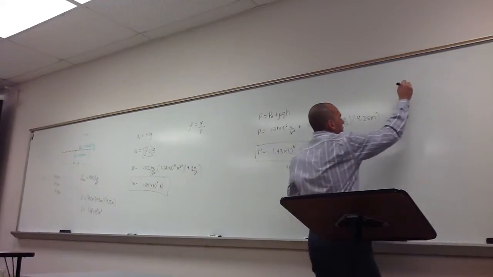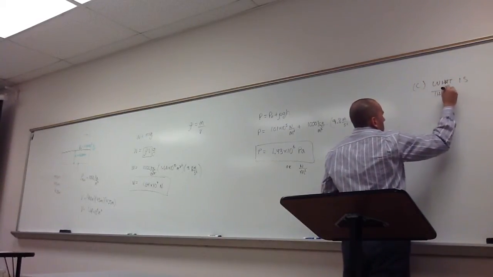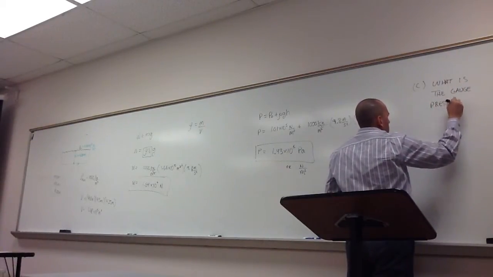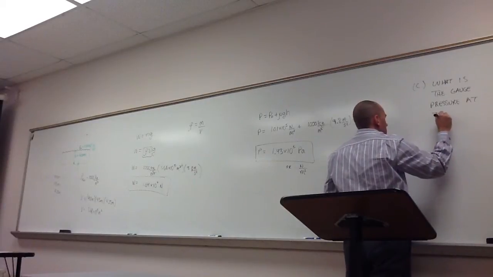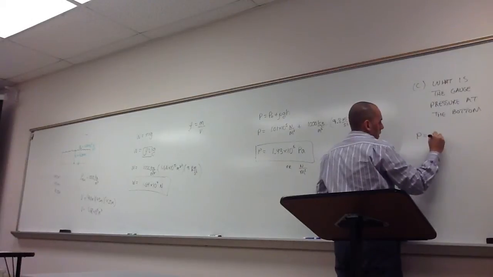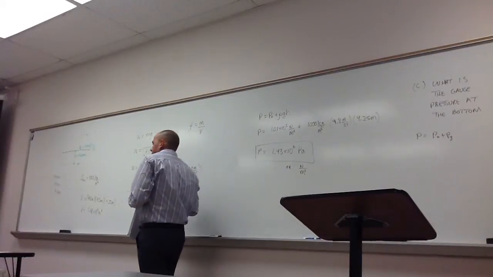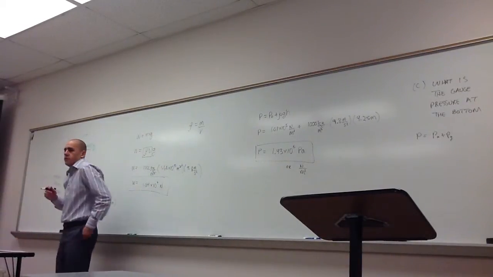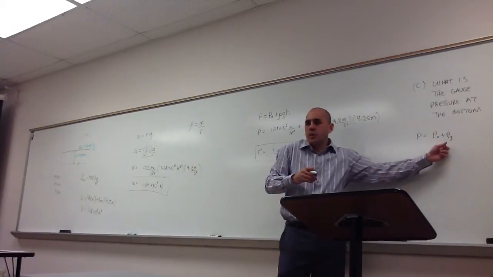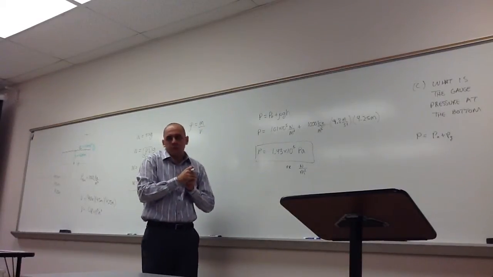And then just add a part C here. What's the gauge pressure at the bottom? P is just equal to PA plus PG. So you can use your equation, just solve it for PG. And that's where I keep saying those words: the gauge pressure is just measuring the pressure difference between the absolute and the atmospheric pressure.